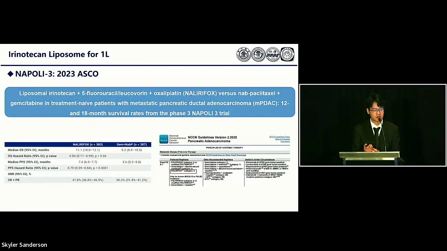And at the 2023 ASCO annual meeting, the results of the Napoli-3 study were reported. We can see that in first-line therapy, the NALIRIFOX regimen significantly improved median overall survival and median PFS by approximately 2 months compared to those who received the GEM plus NAP regimen. And based on the results of Napoli-3, the NALIRIFOX regimen has been recommended as the first-line treatment for advanced pancreatic cancer in the NCCN guideline.